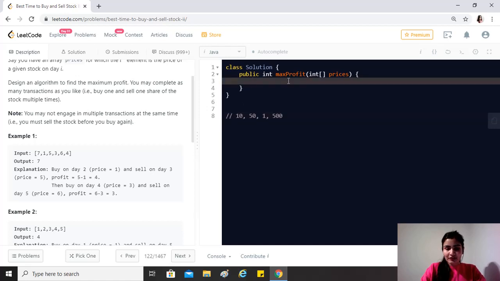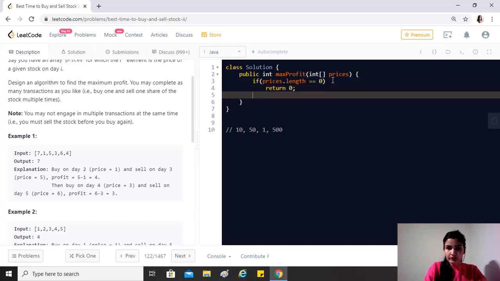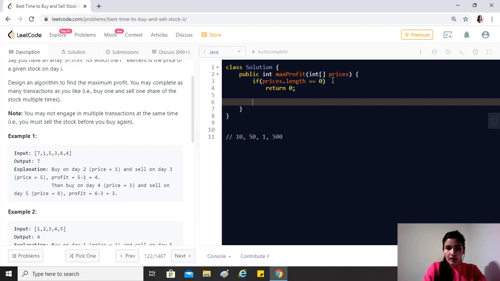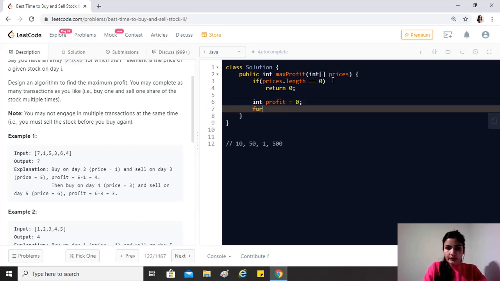So let's get started with the solution, which is really, really quick. First, we'll just check if prices.length equals equals 0, then we obviously have to just return 0 because there are no stocks. After that, we have our value called profit, which is equal to 0. And we'll just run a for loop starting from 0 to i less than prices.length minus 1, because we will be checking i and i plus 1, so we want to leave that one element out of scope, and i plus plus.